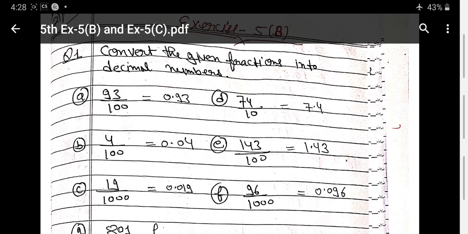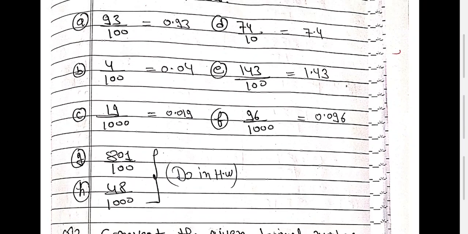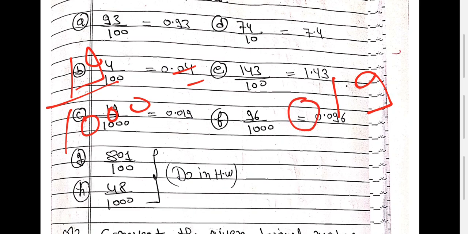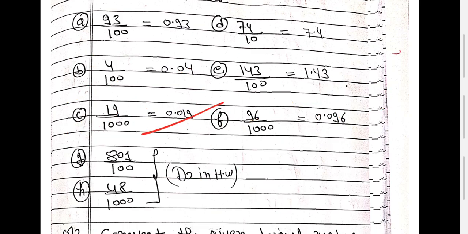Okay, now come on to 19 upon 1000. Now just check, 19 upon 1000. After three digits you have to put a decimal. Two digits are present here, the third digit is not present, so add a 0 from your side. Now it becomes three digits. Now put the decimal. Again you have to put a 0 in front of it, so your answer is 0.019.